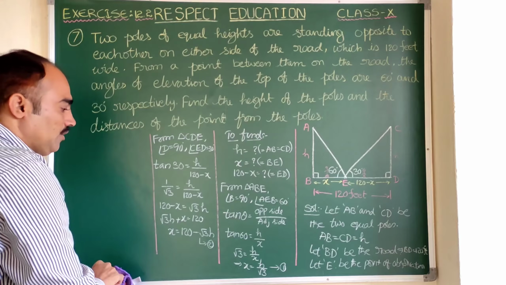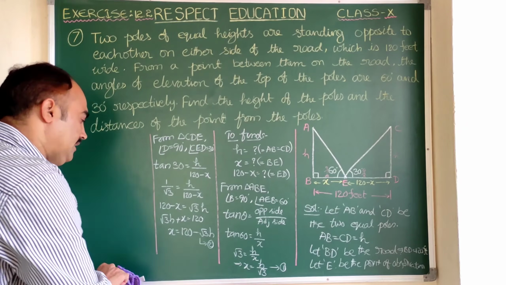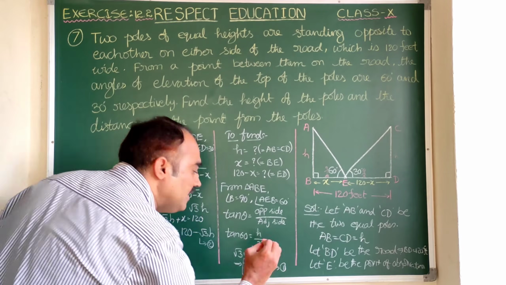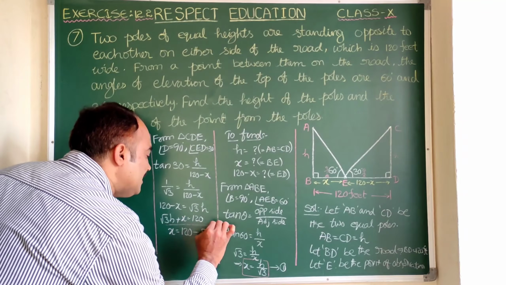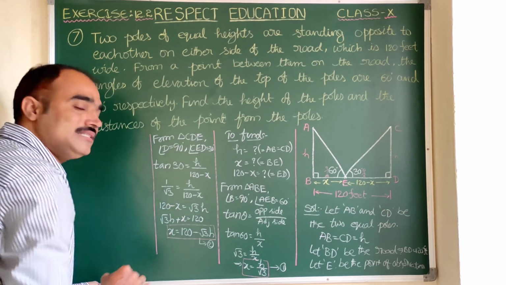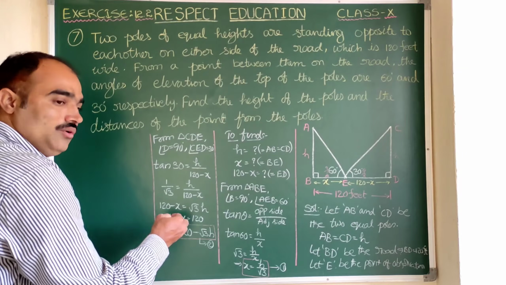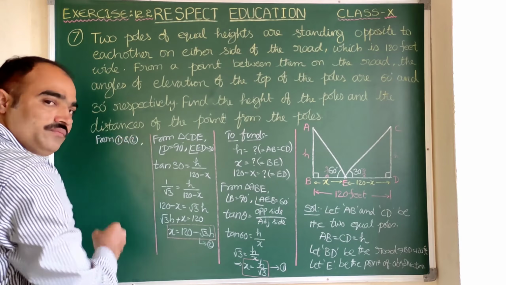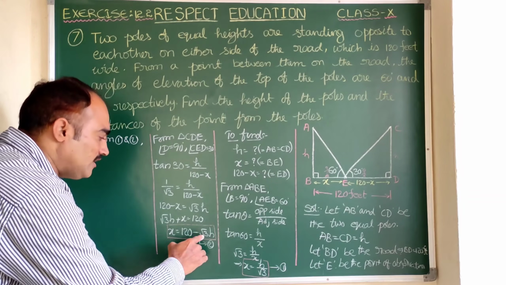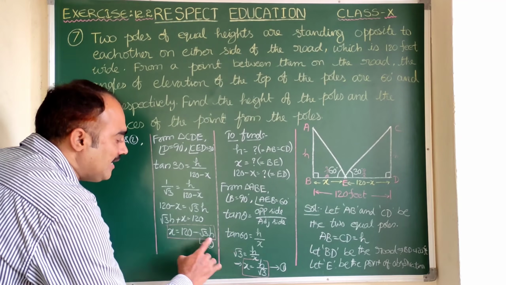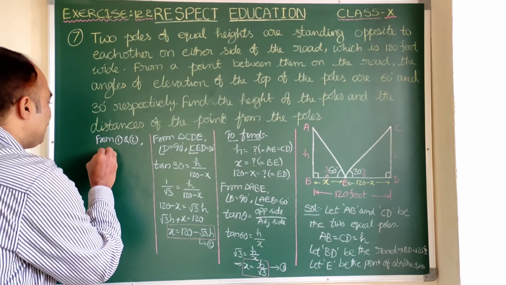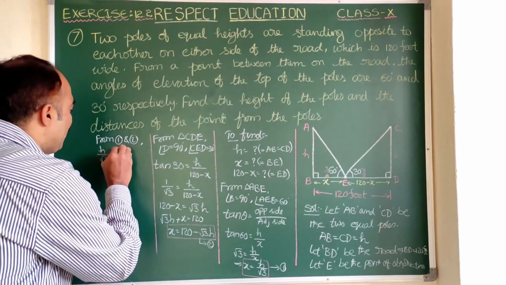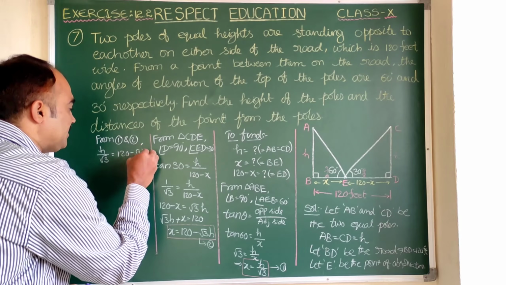Let us take it as equation number 2. Now from 1 and 2, equation 1 says X is equal to H by root 3. Equation 2 says X is equal to 120 minus root 3H. So from equations 1 and 2, this value is equal to X, this value is also equal to X. So let us make the right hand sides equal. So here we get H by root 3 is equal to 120 minus root 3H.